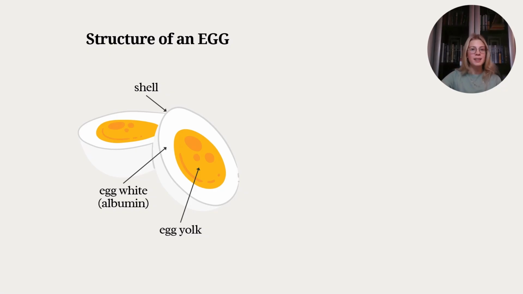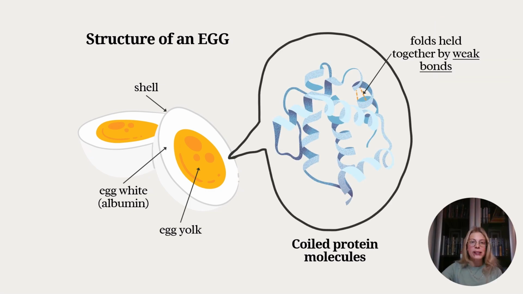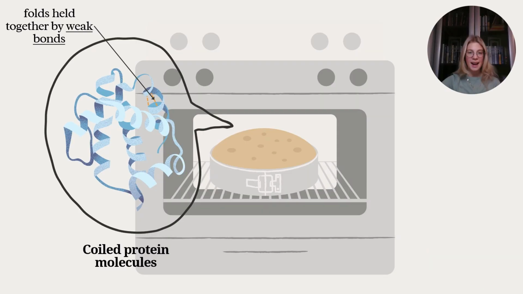Proteins are a major constituent in both the egg white and the yolk. These proteins are a type of molecules that usually look like long folded chains. The chains are held together firmly, but by weak bonds. Now, let's imagine we've mixed our egg with our dough and put it in the oven.